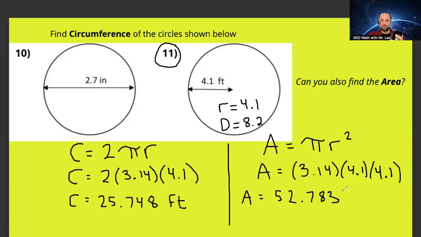52.7834. Units would be square feet because it's area. Area is always in square units. You could put 52 little squares inside of the circle.